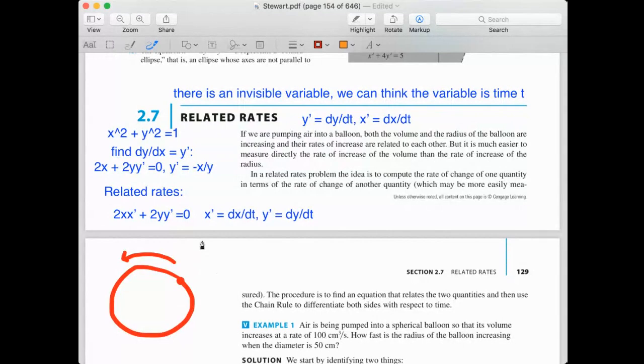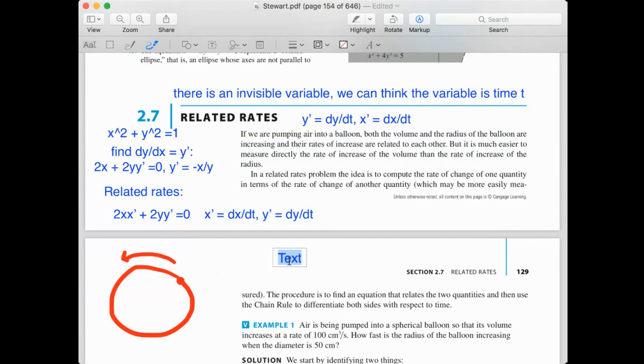So even though we still use x prime, y prime in this case, that one is in terms of t. So x prime is dx dt, y prime is dy dt. The rate of change of each variable in terms of another variable, which is just invisible. So this is related rates. Now, let me give you another example.